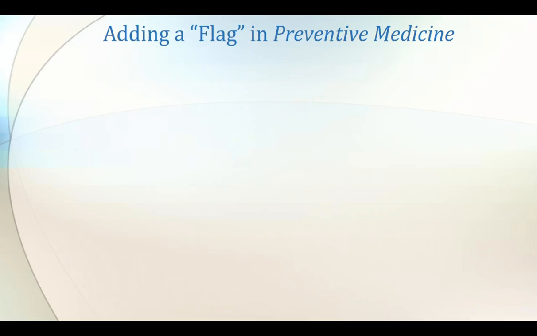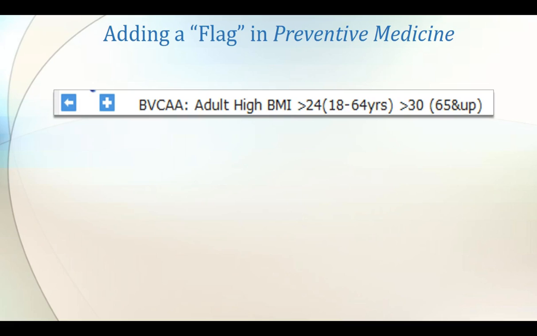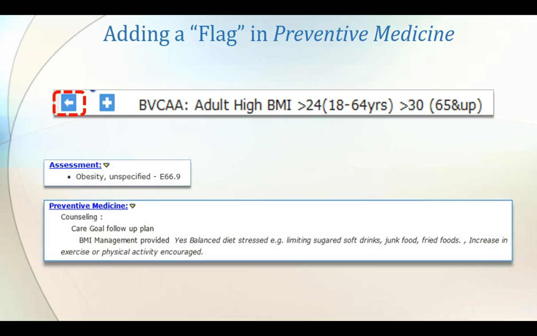Adding a flag in preventive medicine. There's a template that can be saved to your template tab in the right-hand chart panel that will add the needed information into the progress note to get credit. This is going to be the easiest way to do it. Simply by checking on the arrow, it will pull over a generic assessment for obesity plus the needed flag, which is this section here, into the progress note.